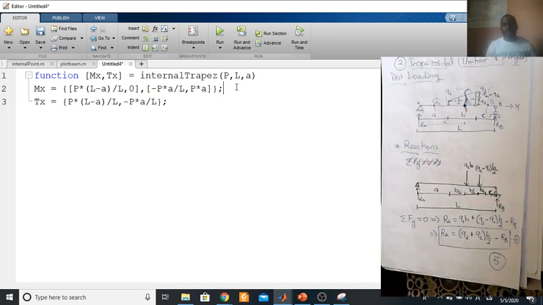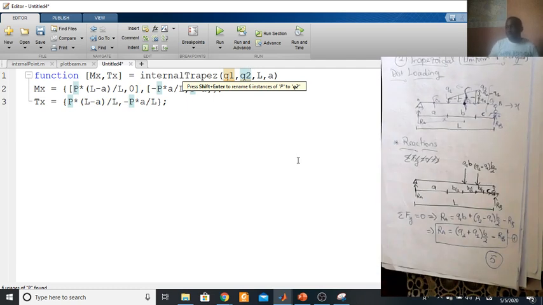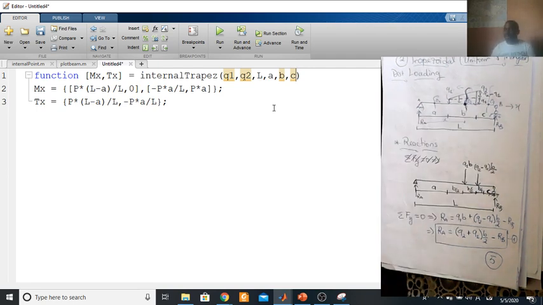what are the unknowns that we have? The unknowns that we have are Q1. When it comes to the load, we have Q1, comma, Q2. Then, what are the other unknowns? We have L, and then we have A, comma, B, comma, C. I think with that, we are not forgetting anything. From our modeling, that's what we get.